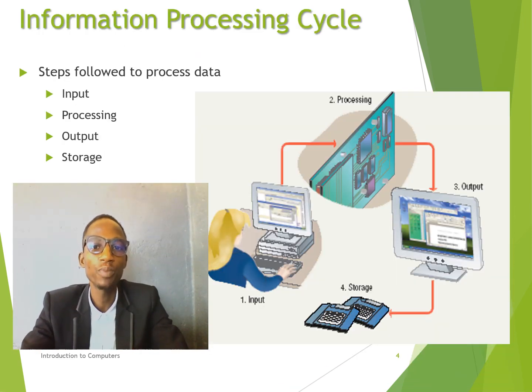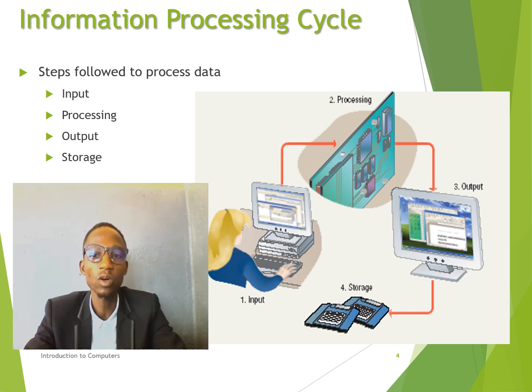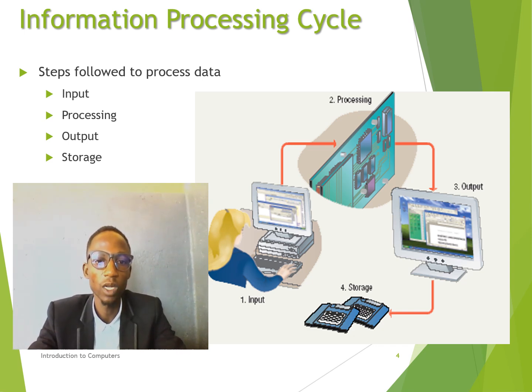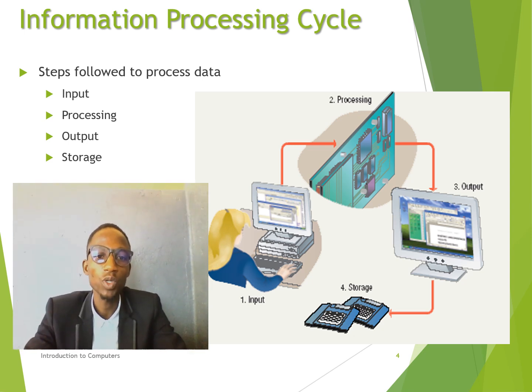So let's look at the IPC, the Information Processing Cycle. Let's look at the steps followed to process data. Firstly, you need to have input, processing, output, storage. So what do I mean? When we are on the first stage, input, here data is collected as raw facts. Remember, data on its own cannot make sense. It must be processed first to put it into meaningful ideas. Stage number 2 is processing.